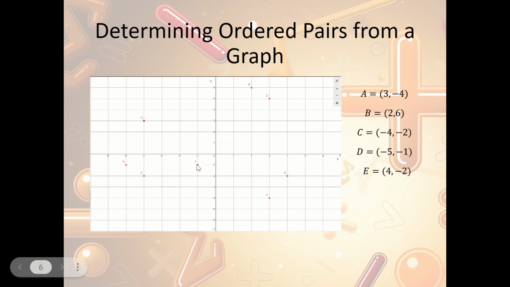Then F is here, so that's negative 1 and negative 1. And then G is here, so G is 1, 2, 3. And then 1, 2, 3, 4, 5. So 3, 5. And then H is here, which is negative 1, 2, 3, 4. So negative 4 and 1, 2, 3. So negative 4, 3. And so that's how I can look at graphs of coordinates and be able to figure out what their ordered pairs are.